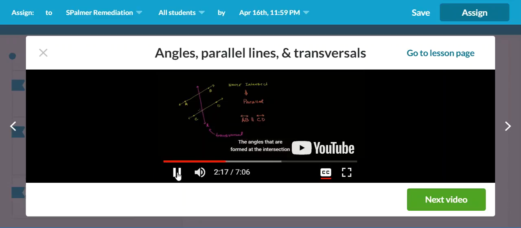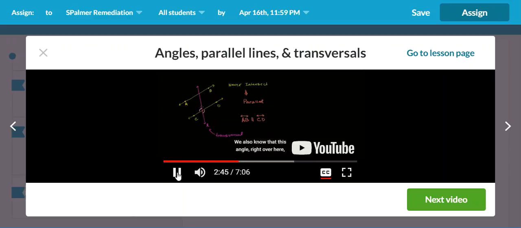And what I want to think about is the angles that are formed and how they relate to each other, the angles that are formed at the intersection between this transversal line and the two parallel lines. So we could first of all start off with this angle right over here. We know that that's going to be equal to its vertical angle. So this angle is vertical with that one, so it's going to be equal to that angle right over there.